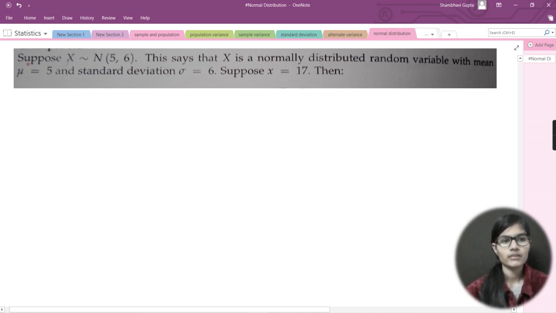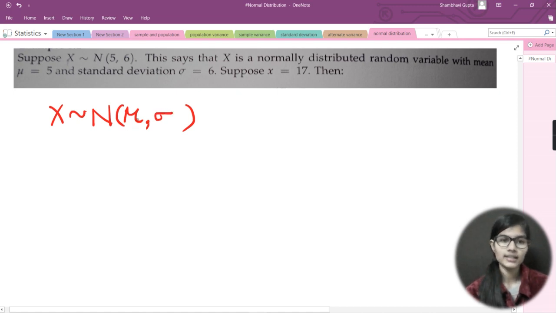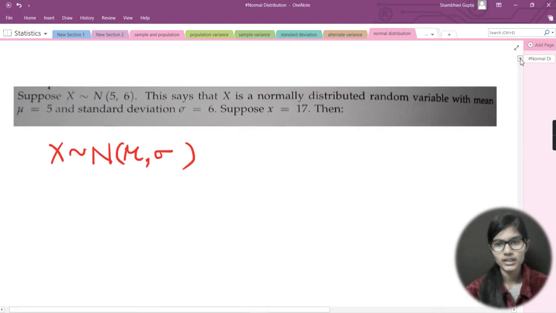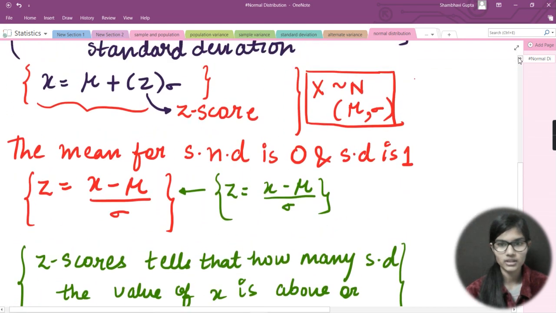Okay, now my question for today is: suppose x belongs to N(5, 6). Now, in the normal distribution, I told you that if something is written like x belongs to N and in brackets two values, what were those? One was mu and the other was sigma, the mean and the standard deviation, right? Because I discussed this in the previous video. Let me show you once if you have forgotten. See here, I have written x belongs to N(mu, sigma). So this is something you have already seen.